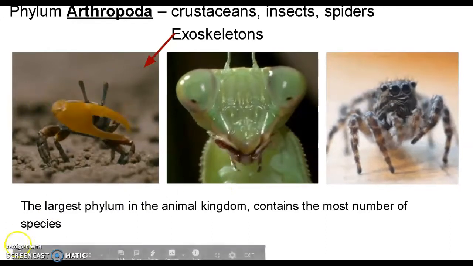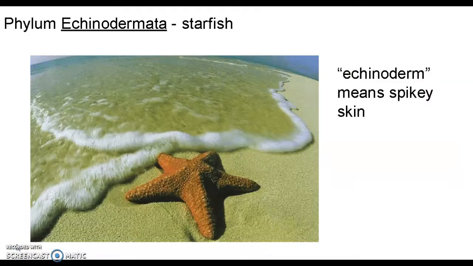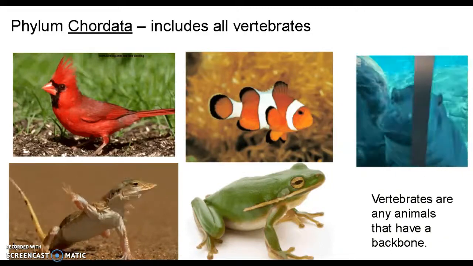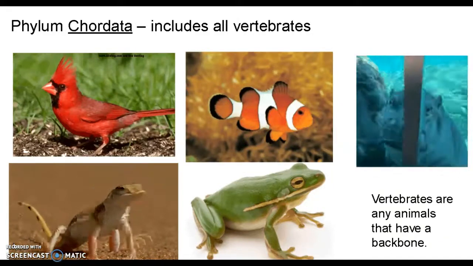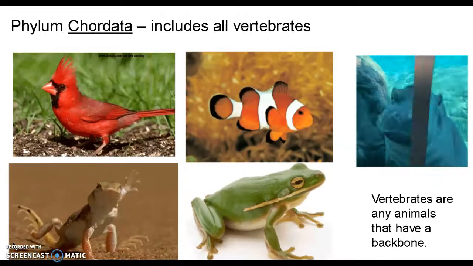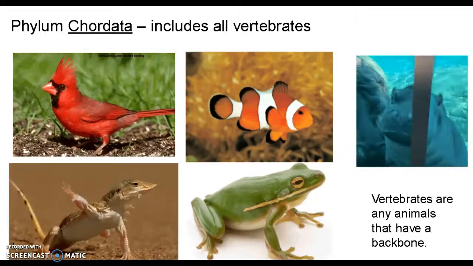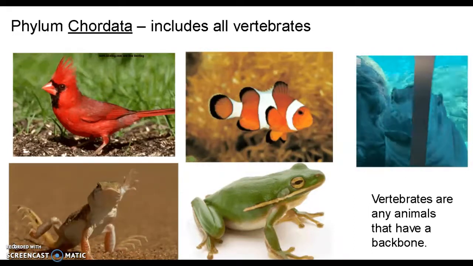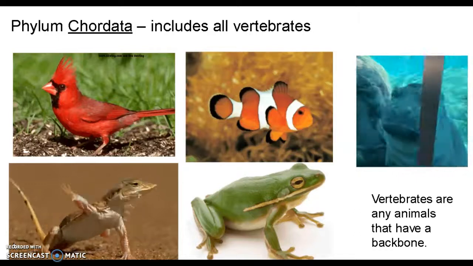Finally, second to last, we have phylum Echinodermata. These are starfish and sea urchins, and echinoderm means spiky skin. So the spiky skin on a sea urchin or the starfish here is where they got their name. And then finally, we have phylum Chordata. This includes all animals that contain a vertebrae. Vertebrates are animals that have a backbone, so this includes things like birds, amphibians, fish, reptiles, and mammals.